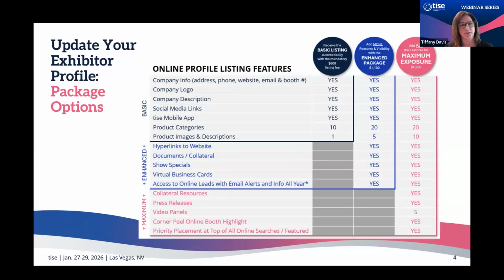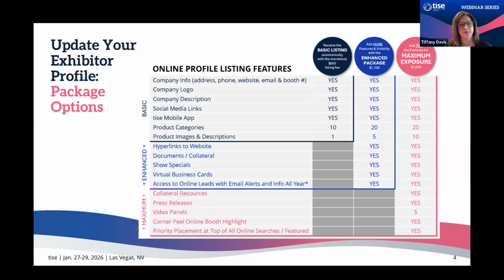As an exhibitor, one of the best marketing opportunities you have to promote your presence at the event is to update your exhibitor profile in the exhibitor portal. There are 3 package options available, and each one offers unique benefits. There is the basic listing, which is automatically included when you sign your exhibitor contract.